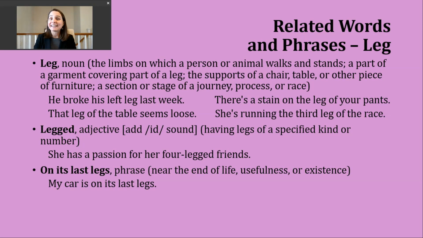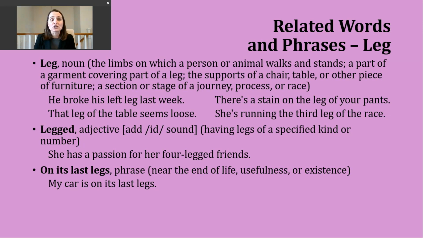A fourth way you might hear "leg" used is to refer to a section, stage, or part of some journey, process, or even a race. An example of this might be, "she's running the third leg of the race." Really common in a number of different sports that there are relays. And so there might be four athletes competing. In my example sentence here, I'm referring to the third runner, the third section of that particular race.